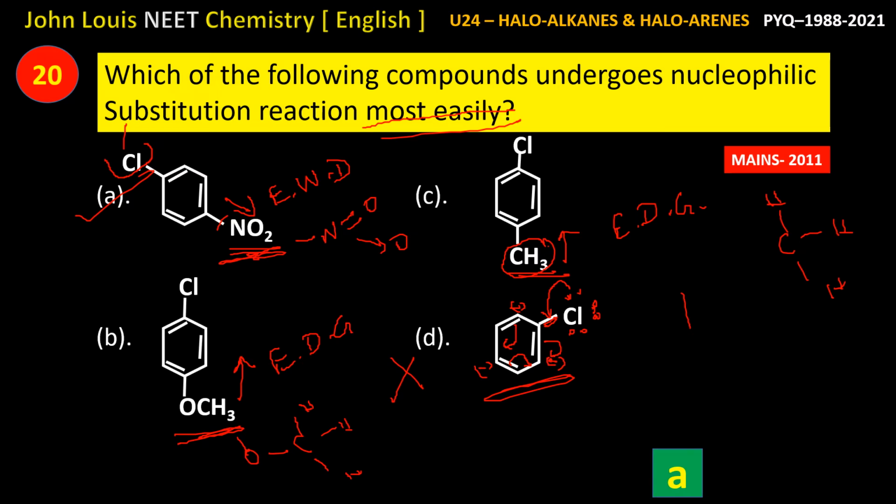Therefore, here, which one will undergo the nucleophilic substitution reaction most easily? Option A, because the nitro group is bonded to benzene, which is an electron withdrawing group. So that will help chlorine to get hydrolyzed easily in compound A. Hope you have understood it very clearly.